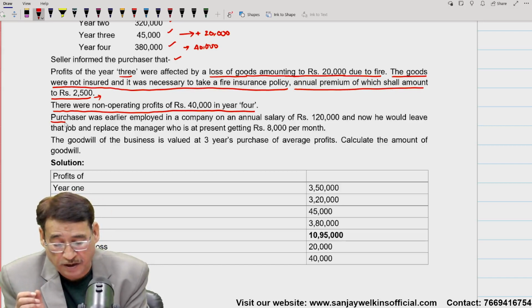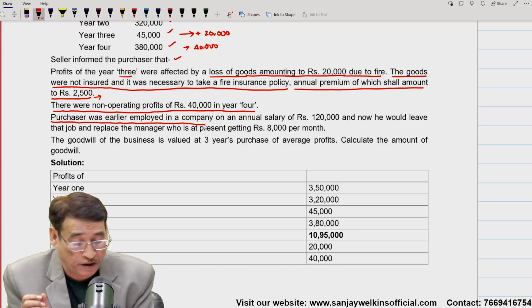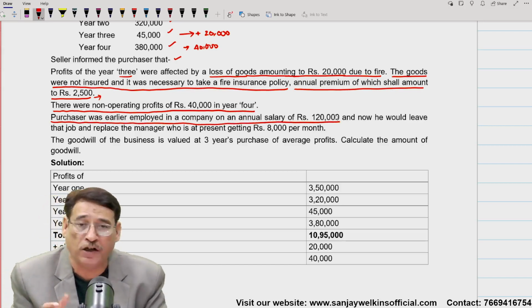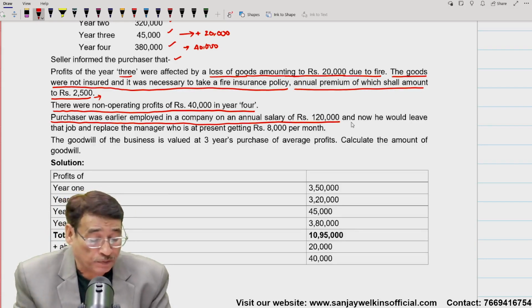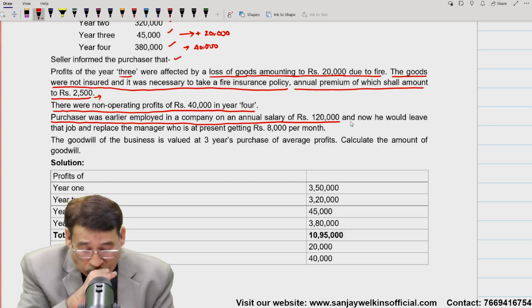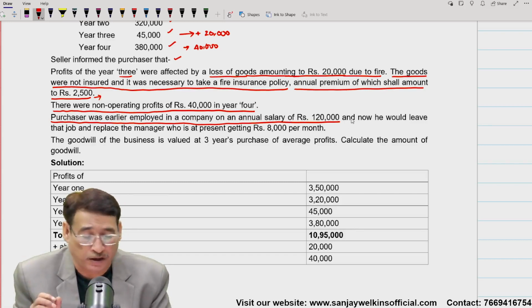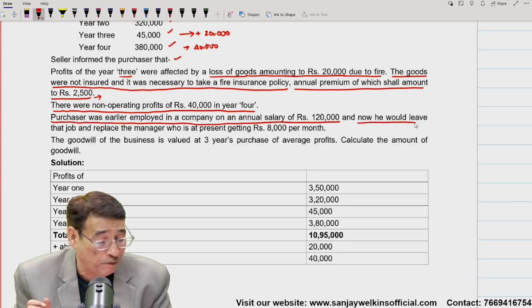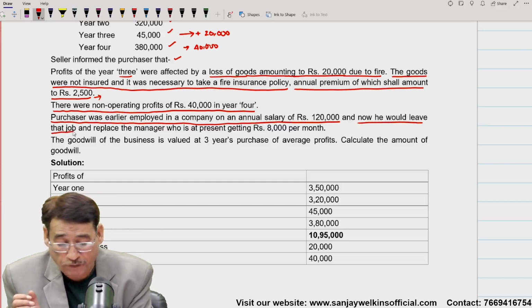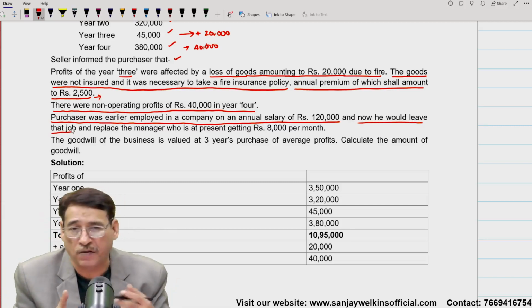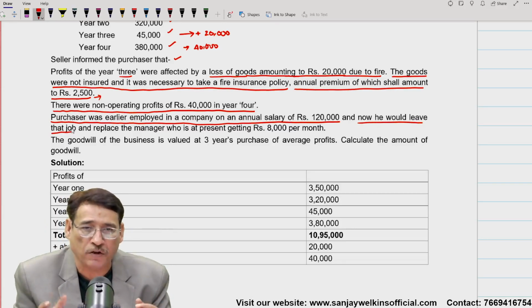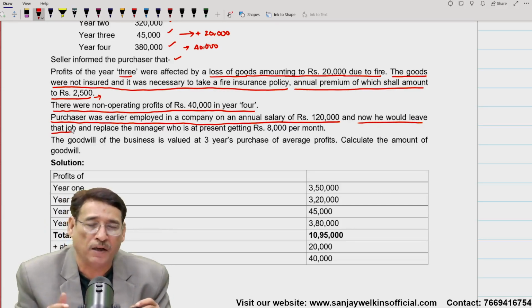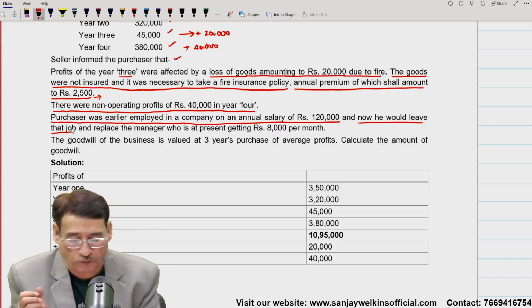Here it is narrated that the purchaser was earlier employed in a company on an annual salary of 1,20,000. I gave you the point earlier. This is an opportunity loss. It is given in the question that the purchaser was earlier employed in a company on an annual salary of 1,20,000 and now he would leave that job. First of all, he will leave that job. So it is an opportunity loss for the purchaser. So he will subtract this opportunity loss of 1,20,000 from the average adjusted profit.